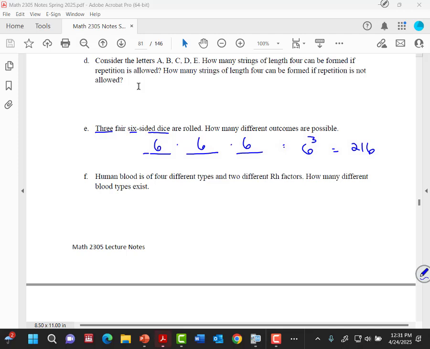Human blood is of 4 different types and 2 different RH factors. How many different blood types are there? Okay, so there are 4 different types. There are 2 different factors. By the way, the types are A, B, AB, and O. And the RH factor is either plus or minus. So 4 ways for the first event, 2 for the second, for a total of 8 different outcomes.